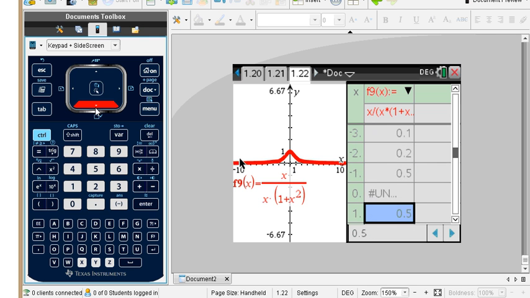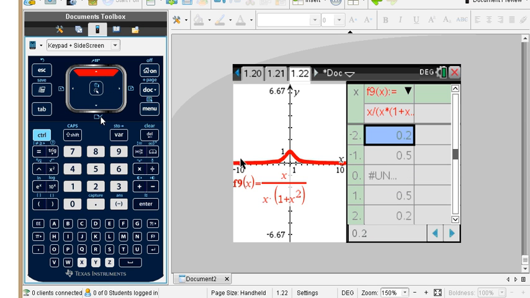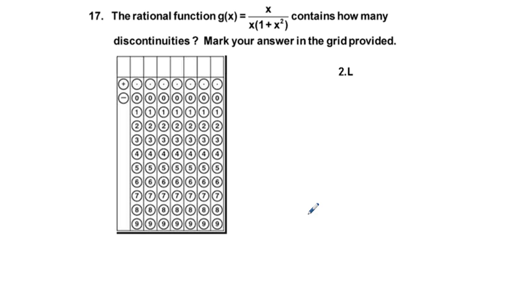Now if there were some removable discontinuity not right at the integer level, that could trick you, but there's only one discontinuity here. And accordingly, our answer choice for this is going to be 1. So if we just fill in 1 and bubble that in, that would be our correct answer. And you can put 1 anywhere in this grid.